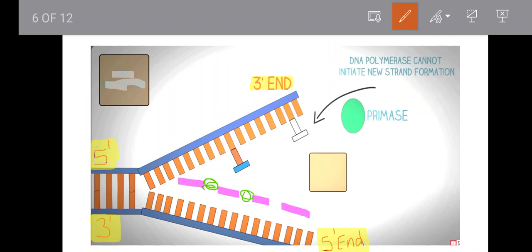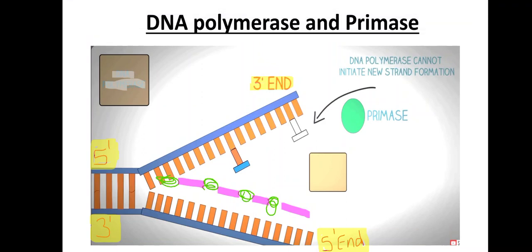And here, as I told you, primers will be there. Okay, these are the primers. Now what happens is, this discontinuous strand is being made continuous with the help of another enzyme called ligase. See, this is a discontinuous strand and has to be joined and made into a continuous strand with the help of another enzyme called ligase.